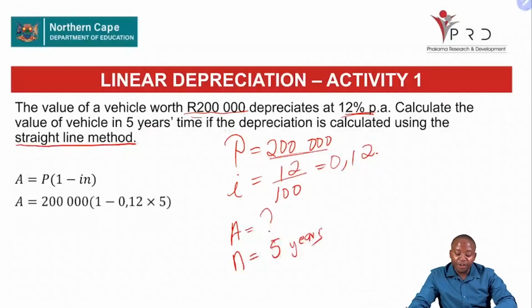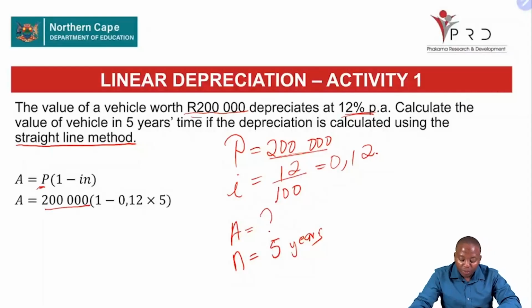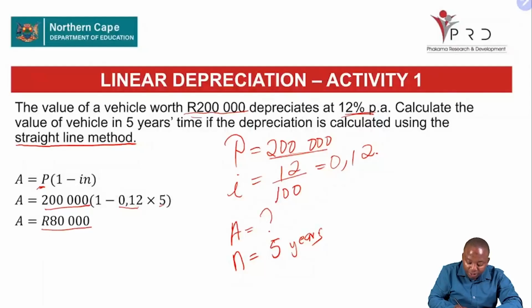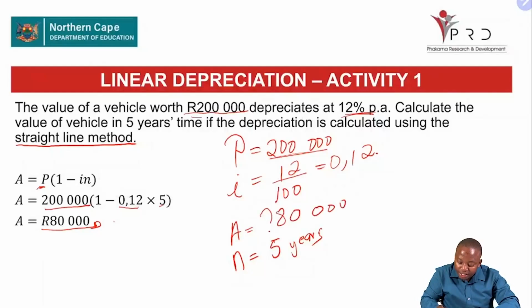Then we substitute values into our formula. 200,000 there represents our P. We open bracket 1 minus I, our I, as we've calculated there, is 0.12, multiplied by N. Our N in this case was 5. We plug everything into the formula, and this is how much we get as our A. Our future amount in this case is 80,000. So in 5 years' time, the vehicle will be worth 80,000.